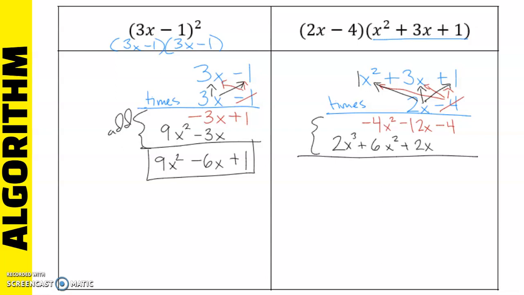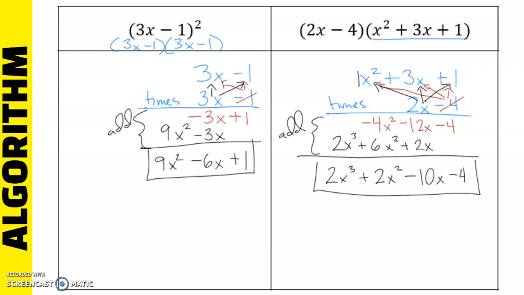Exponents and signs, watch those. Biggest mistakes. All right, add the rows together. 2x cubed. Negative 4x squared plus 6x squared is going to be a positive 2x squared. Negative 12x plus 2x is negative 10x. And then I have the negative 4. There's my product. And that is using the standard algorithm to multiply polynomials. Pretty cool.